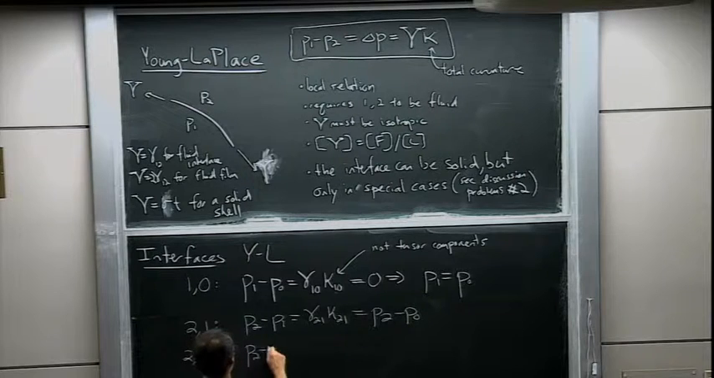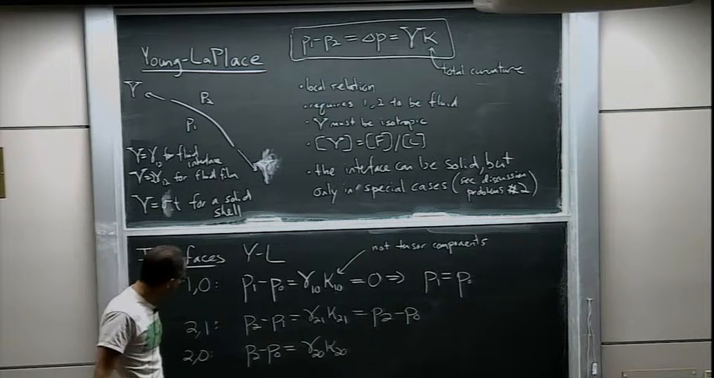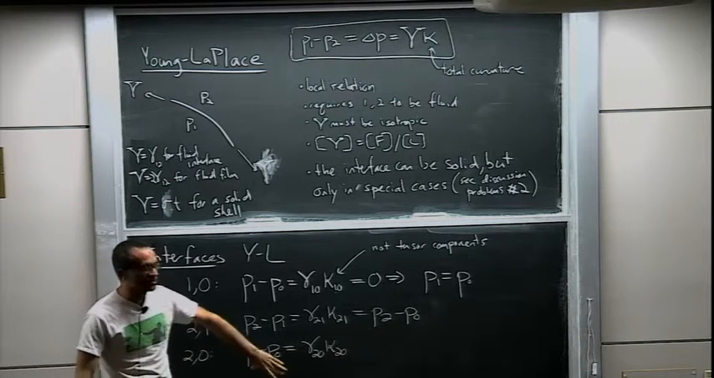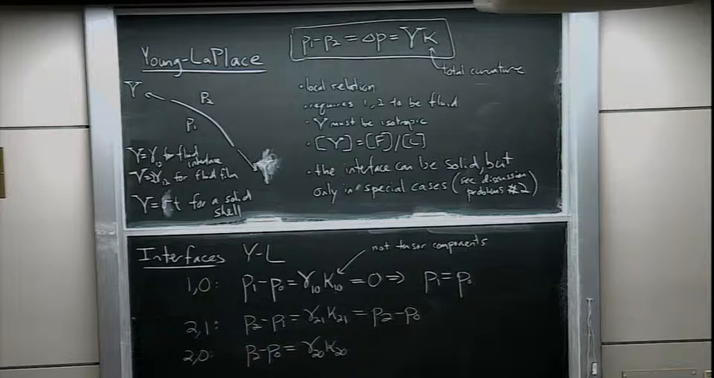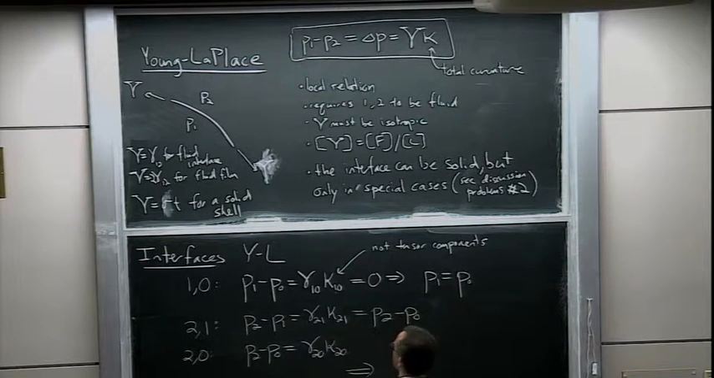And Young-Laplace on the 2,0 interface says that P2 minus P0 is gamma 2,0 times the total curvature of the 2,0 interface. All right, so those are our 3 conditions. One nice thing is that this condition and this condition both tell us about the difference between the pressure of the droplet and the surrounding fluid. So I can set them equal to each other. That gives us a handy result for later: the product of the surface tension and the curvature for 2 and 1 is equal to the product of the surface tension and the curvature for 2 and 0.